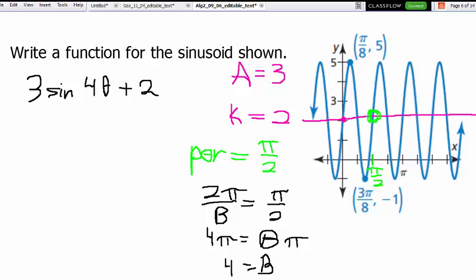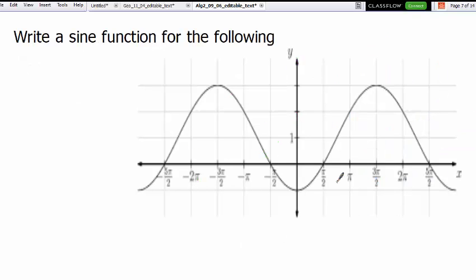Let's take a look at another. So I have to write this as a sine function. I need to find that line in the middle. I'm going down 1, I'm going up 3, so my line in the middle is going to be right about here. That means that my vertical shift, sometimes we use d for k, I'll show that on a later slide. K is 1, so I am going to actually have to phase shift this.